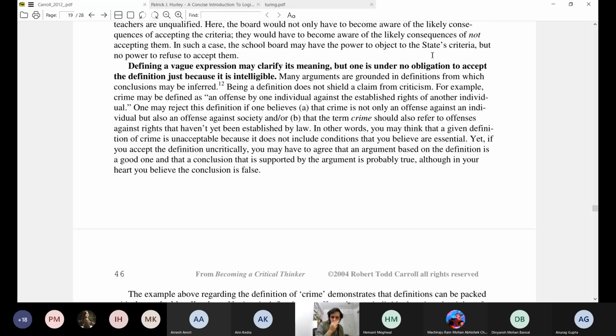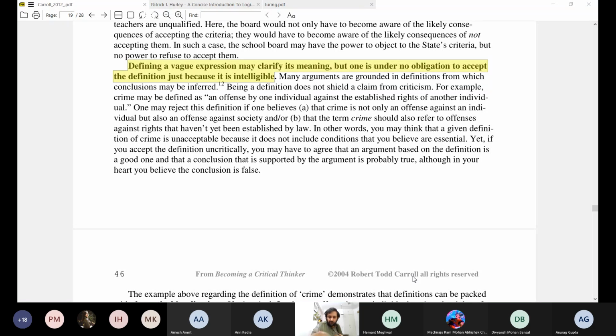Okay, thanks. So there's a lot going on in this passage. It's a difficult passage to think about, but the core issue is to illustrate a third kind of definition, which is a theoretical definition, and to point out one of the things to flag, which is what we just did. Defining a vague expression may clarify its meaning, but one is under no obligation to accept the definition just because it is intelligible, just because it is sensible.